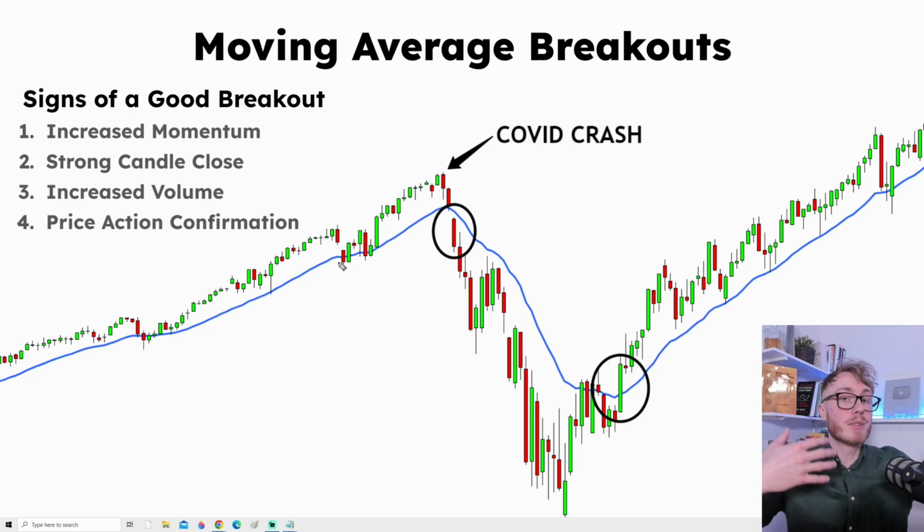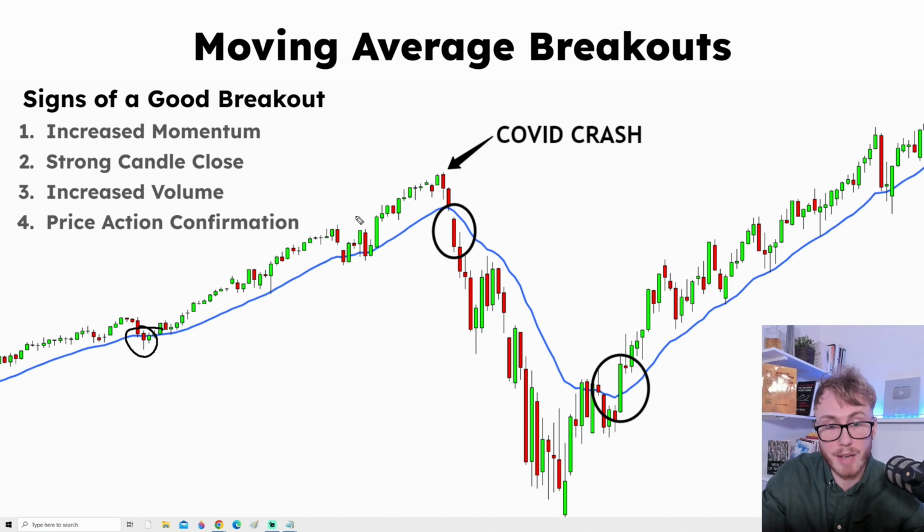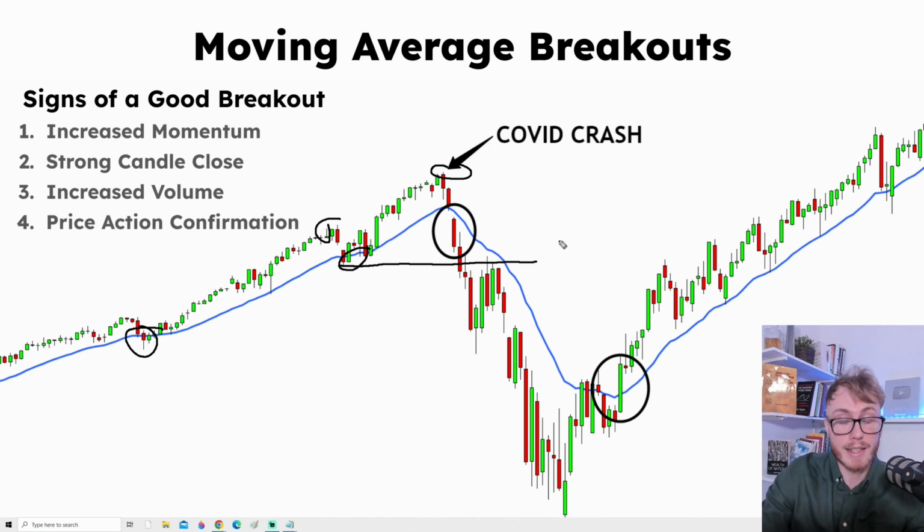And to make the breakouts even stronger, you can also, of course, combine the signs of a good breakout with other tools such as chart patterns, market structure, and so on. If we take a look at this market structure right here, you can see we have a low, high, low, high. Some traders, before they enter here, might, for example, wait for this low right here to be broken before they actually take the trade. Because when this low is broken, we are no longer in an uptrend. So some traders might wait for this break right here.